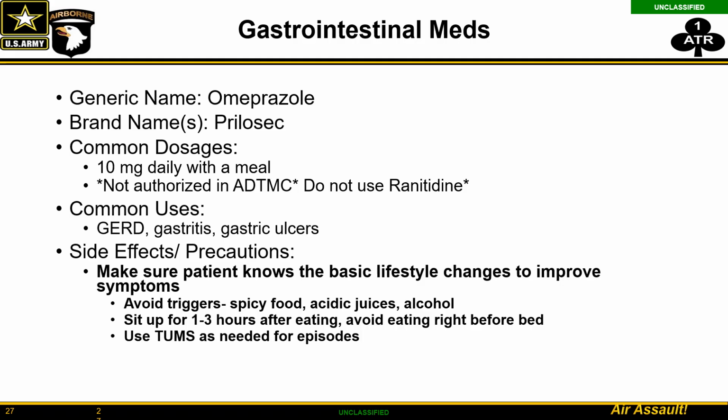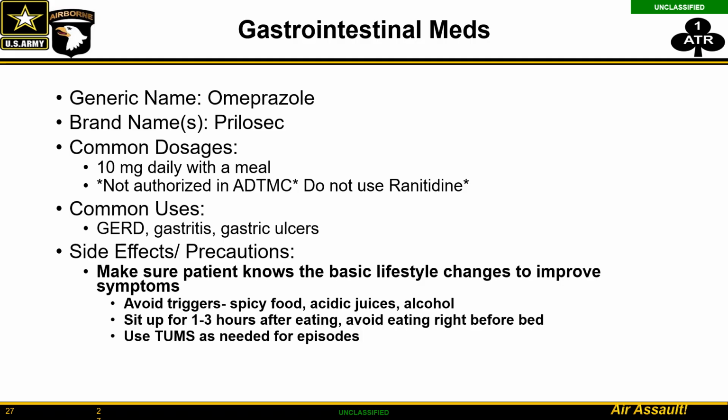And so this is where I allow my medics to stray from ADTMC a little bit because the ADTMC algorithm for heartburn is not very well updated. And they're still using a medication called ranitidine, and that medication is no longer recommended. And so omeprazole is a much, much, much better option. This is something that anyone could buy for themselves over the counter at the store. And it's very easy to give someone 10 milligrams daily with a meal.